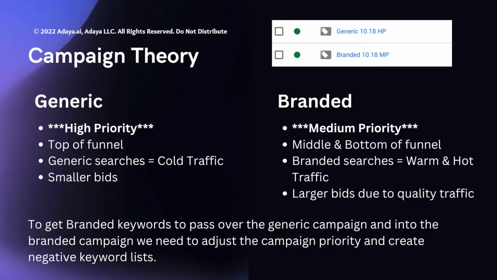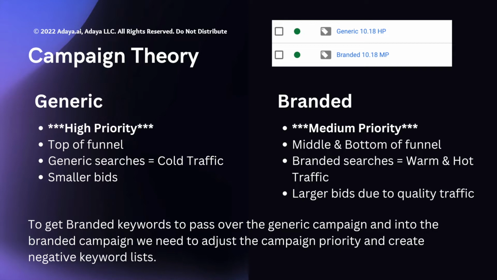Branded is going to be our medium priority in the setup, which is super important. It's going to be the middle and the bottom of the funnel. And branded searches are warm and hot traffic. These are the type of people that are searching for you. They're searching for your brand, and we're going to bid a little bit higher for them. We're going to try to win them over because they're quality. They want to find us. We just have to help them find us, right?